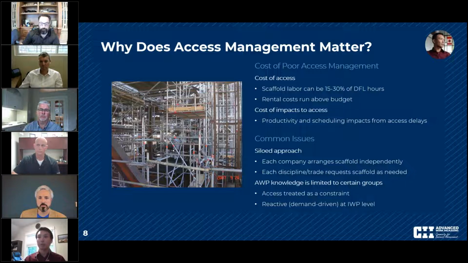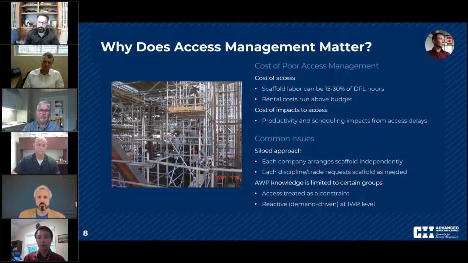They bring in their own scaffold contractor, and the scaffold in multiple silos within a project bring in multiple scaffold contractors that don't work with each other, whose scaffolds aren't compatible with each other, and that physically interfere with each other's ability to arrange scaffolding and erect and modify scaffolding. So that's one part of it. And then the other part is on the demand side, for the users of scaffold, disciplines and trades that request scaffold as needed, but without coordinating with each other.